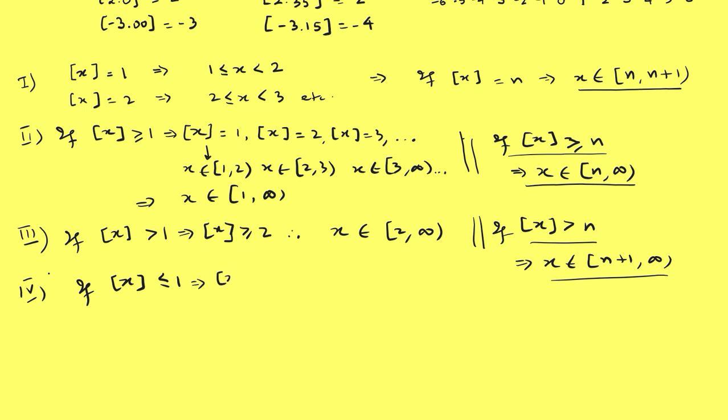Then we have the case of less than or equal to. If greatest integer x is less than or equal to 1, once again we'll break into cases. Since greatest integer x is an integer, less than or equal to 1 means it will be 1, or it will be less than that, 0, or less than that, minus 1, and so on to the lower side.